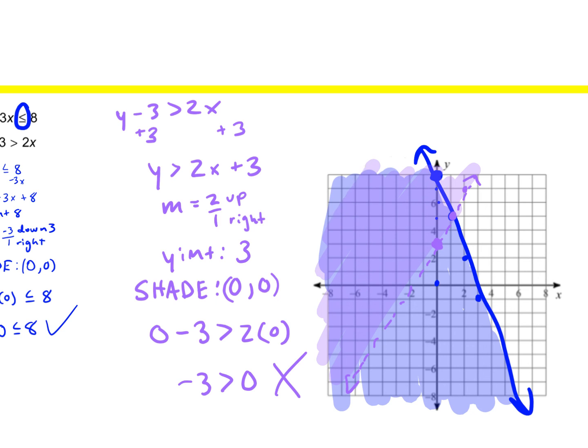And then what's my last step? Erase. Erase what's not overlapping. So you keep the lines, just erase everything else that's not overlapping. Do you guys have any questions here? We have one more, and the last one's a little bit different, so make sure you're following along.